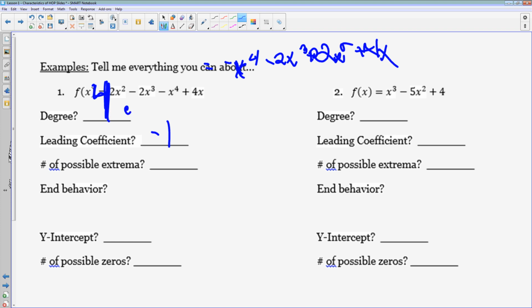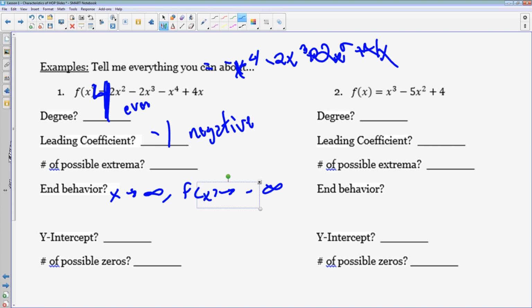So if we have an even degree but a negative leading coefficient, what does that mean? It means on the right we're going to be going down, and we're going to also be doing the same on the left. So for my end behavior, as x goes to infinity, f of x is going to negative infinity, and as x goes to negative infinity, f of x is also going to negative infinity.